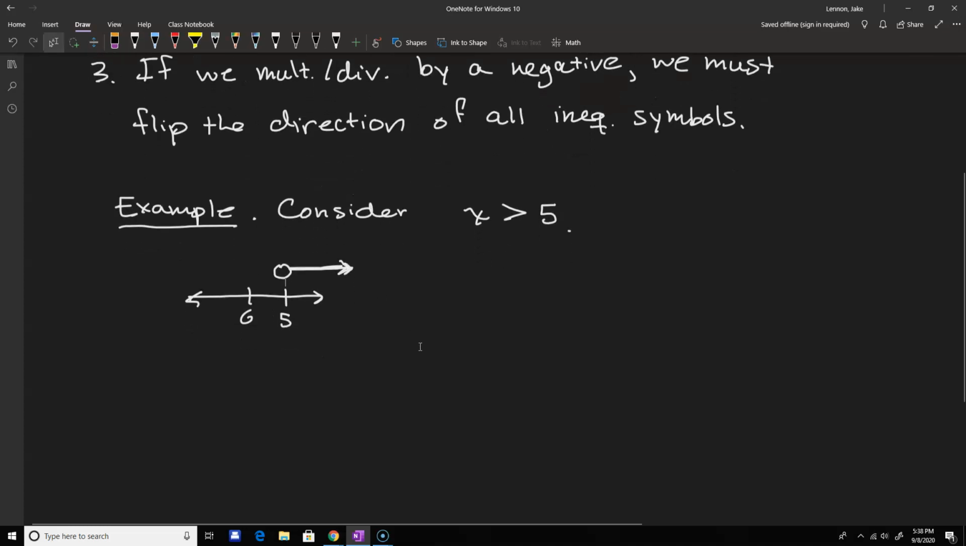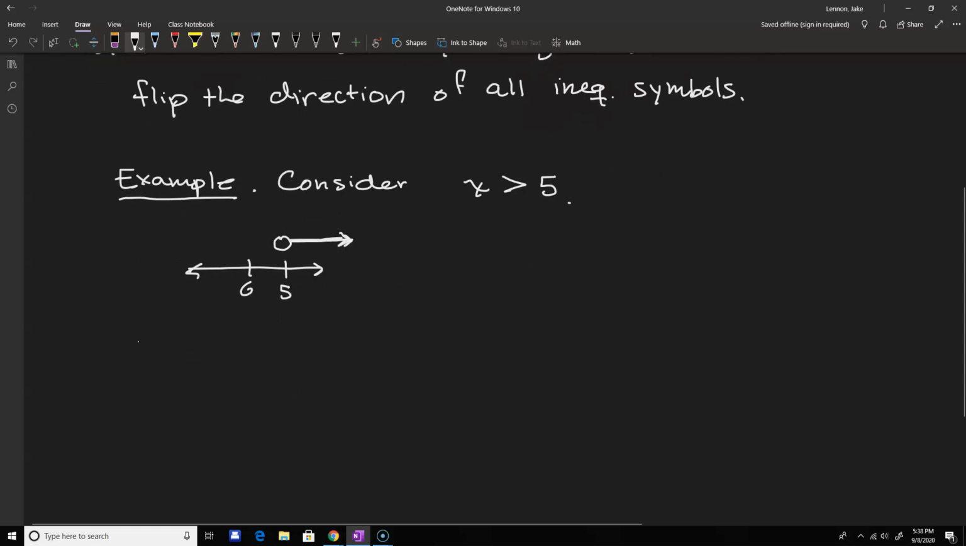Now what if we tried to solve, let's say, negative x less than negative 5. Well, there's two ways to do it. We could use property 3. Property 3 says if we divide by negative 1 on both sides, we get the same thing as above, but we have to flip the direction of the inequality symbol. So it was negative x less than negative 5, and it becomes x greater than 5.